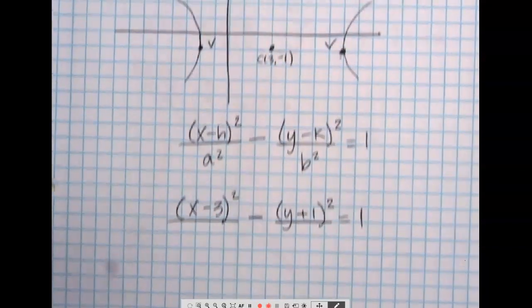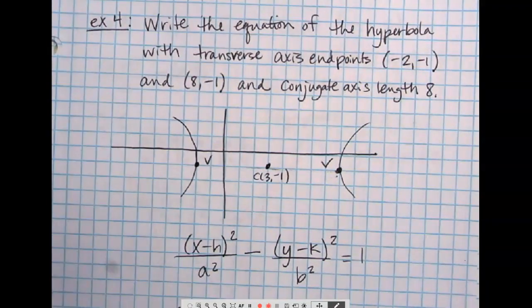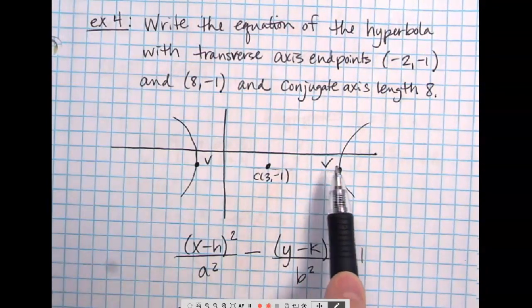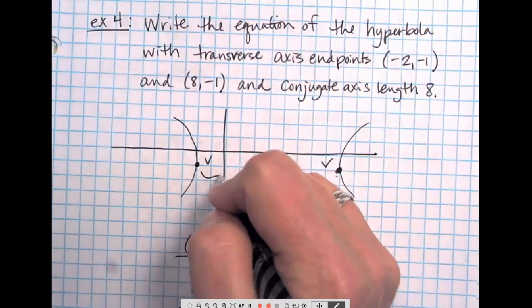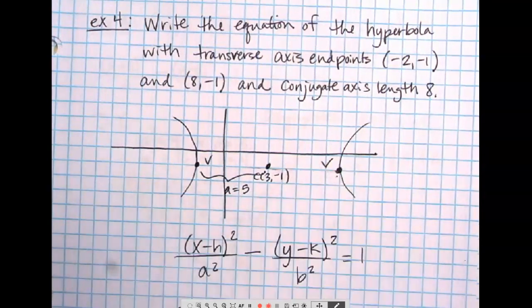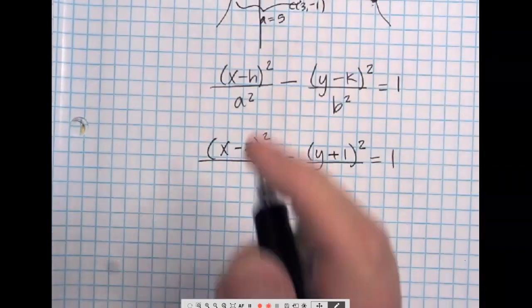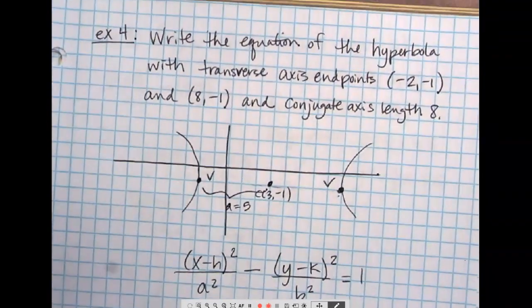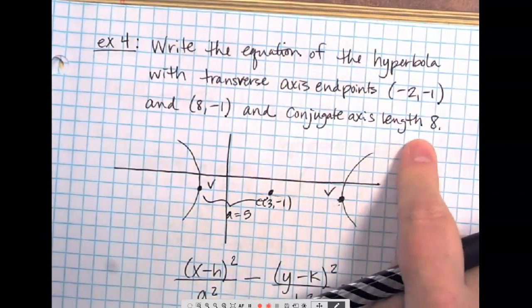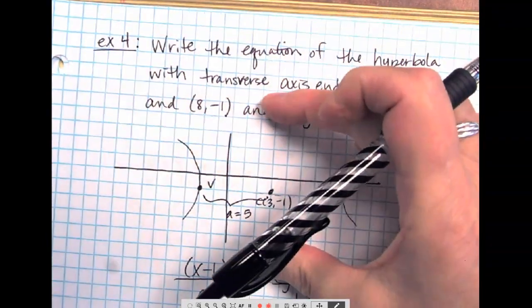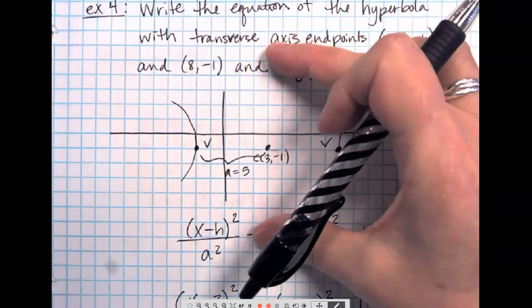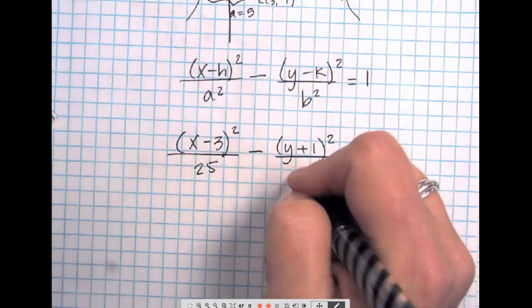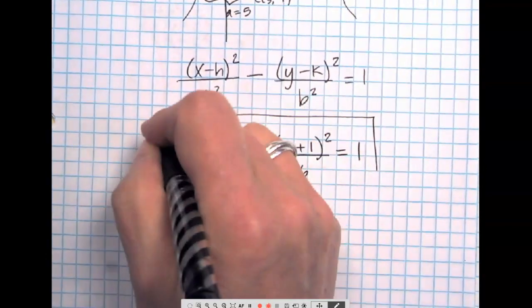Okay, so do I know a or b? Actually, I know both. If this is the center and that's a vertex, then a is 1, 2, 3, 4, 5. So a is 5. So that means a squared is 25. We'll go right there. Do I know b? Yes, I do. If conjugate axis has length 8, that means that this is 8, but what is b? That tells me that b is 4. So 4 squared is 16, and that is my equation.